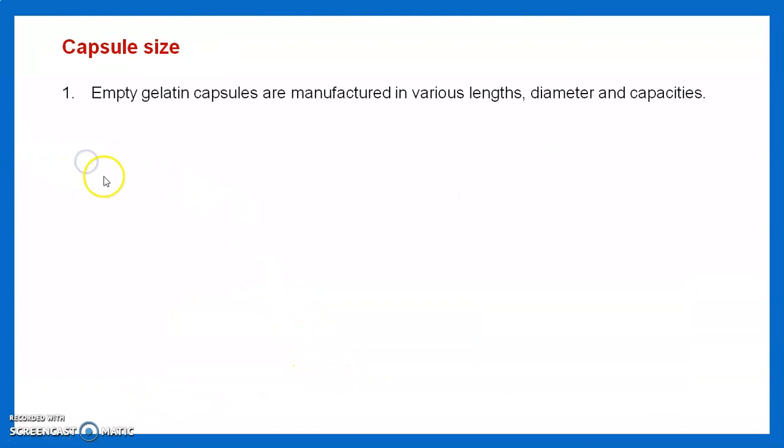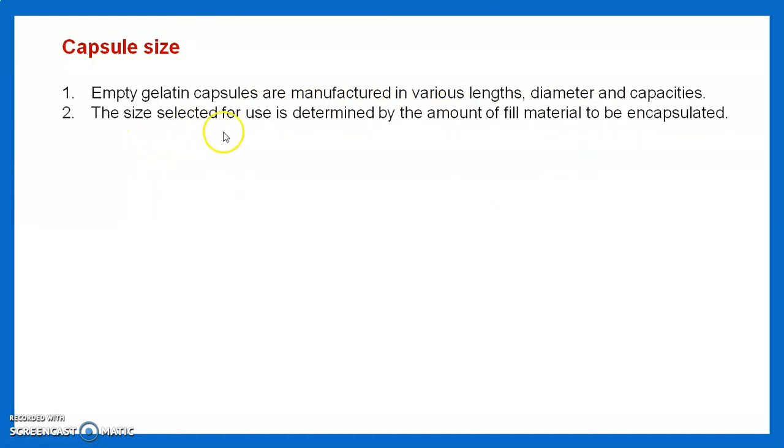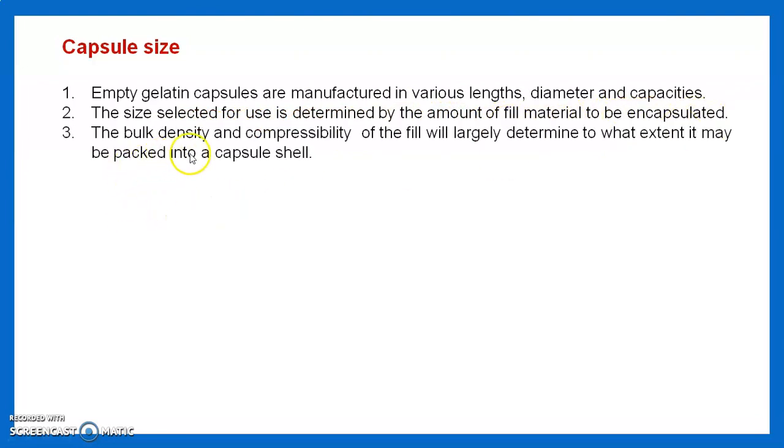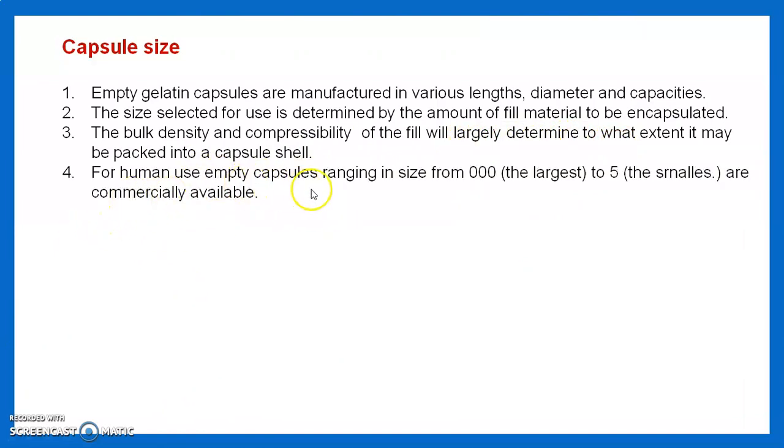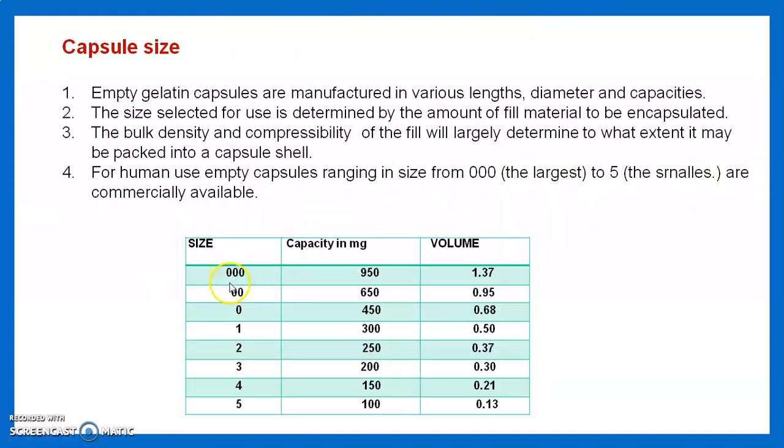Then we see the different capsule sizes. Empty gelatin capsules are manufactured in various lengths, diameters and capacities. The size selected for use is determined by the amount of filled material to be encapsulated. The bulk density and compressibility of the fill largely determine the extent to which it may be packed into the capsule shell. For human use, empty capsules ranging from size 000, the largest, to size 5, the smallest, are commercially available.